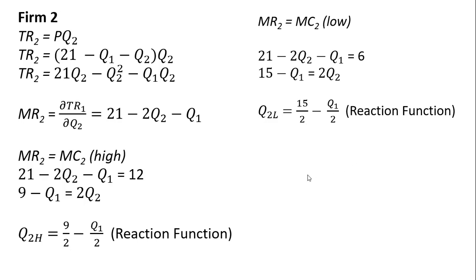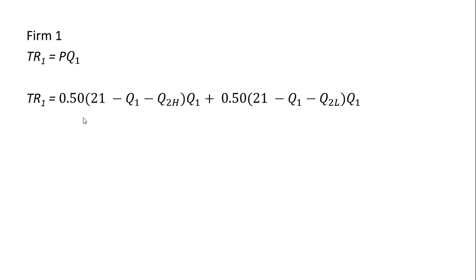All right, let's move on to Firm 1. Firm 1's total revenue is price times its output. Things are a little bit more complicated here. What is price? Well, it's going to be our inverse demand, 21 minus output of Firm 1, minus the output of Firm 2 if Firm 2 has high marginal cost. And notice there's a 50% probability of that happening, so I'm putting in 0.5 here times price under the scenario that, again, Firm 2 has high marginal cost.